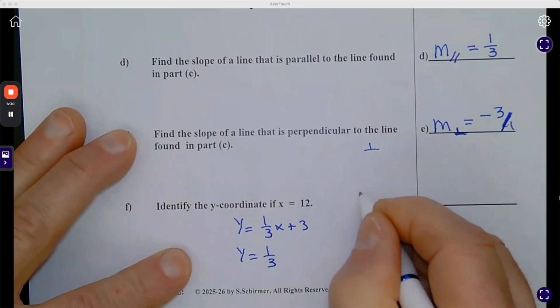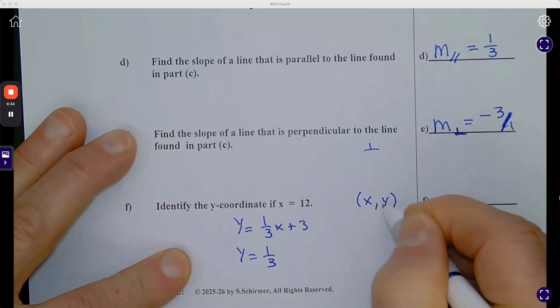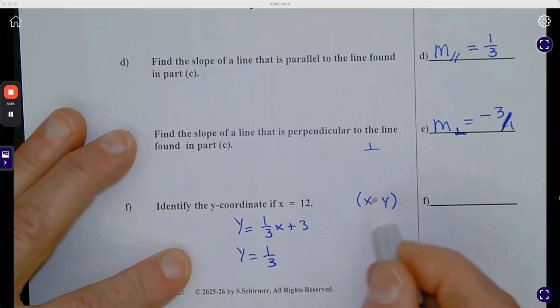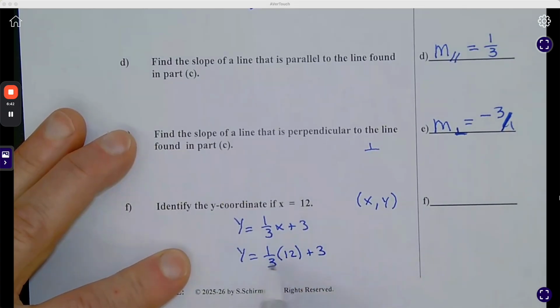When you have an ordered pair, this is called the x-coordinate, and this is called the y-coordinate. Together, they're the ordered pair. I'm going to put 12 in. Now, when I multiply 1/3 times 12, I multiply by the top and divide by the bottom. So 12 times 1 is 12. Divided by 3 is 4, plus 3. And that gives me y equals 7.